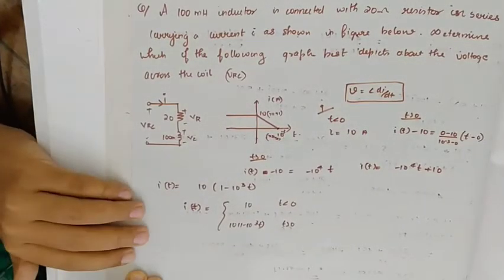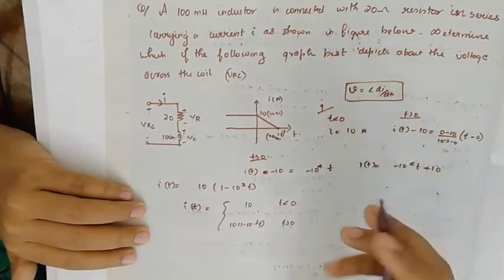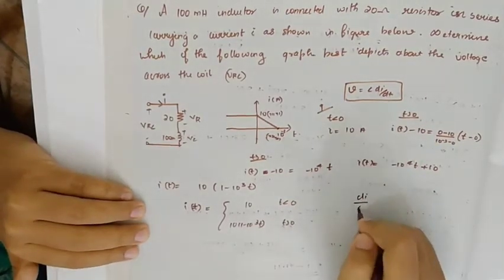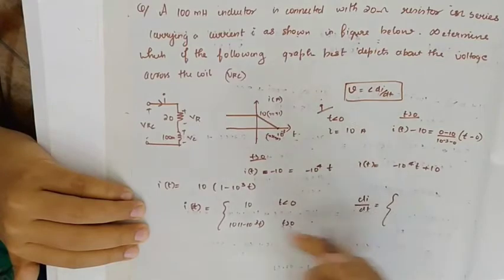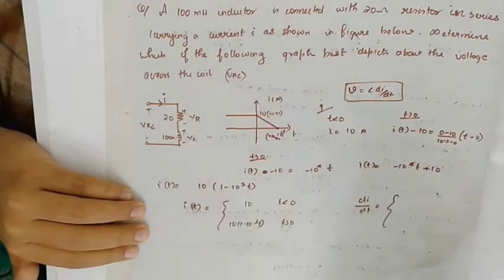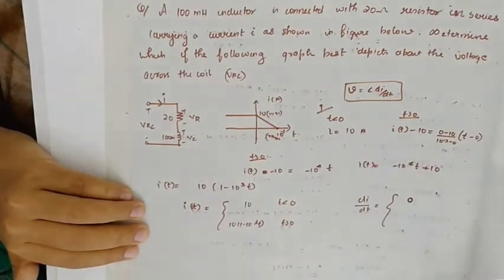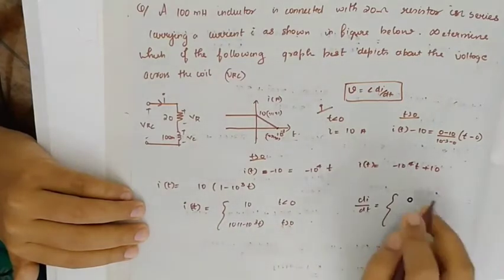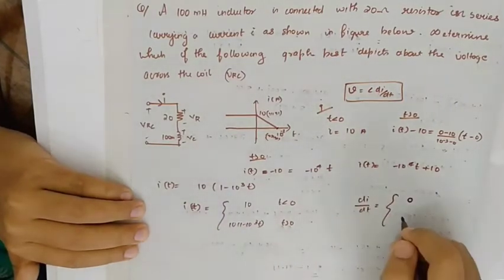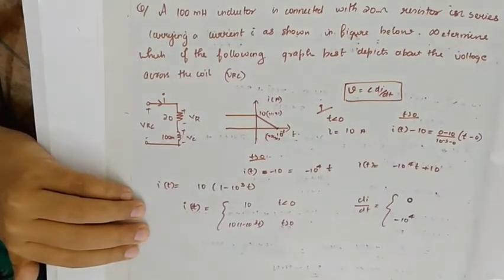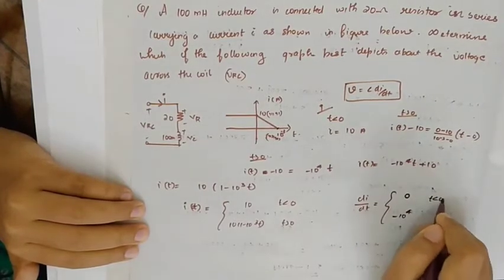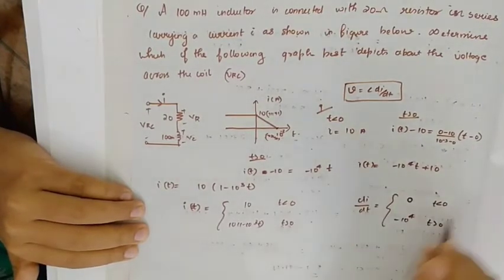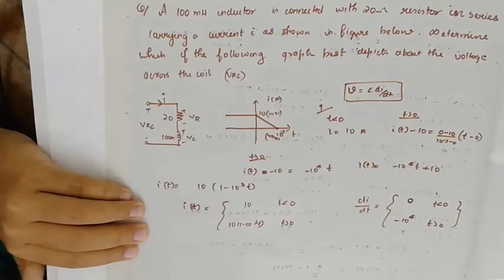So this is the equation. Now we have to find di by dt. For t less than 0, it is a constant, so the differentiation will be equal to 0, and for t greater than 0, it is minus 10 raised to 4. This is for t less than 0 and this is for t greater than 0.